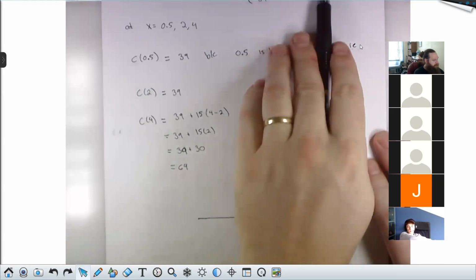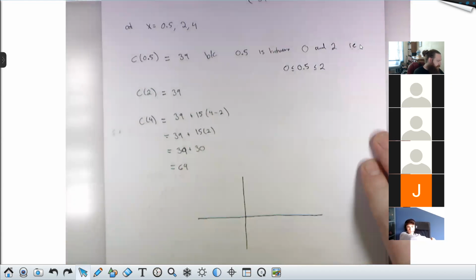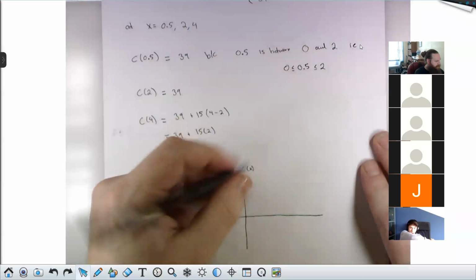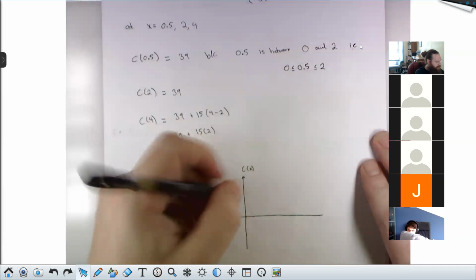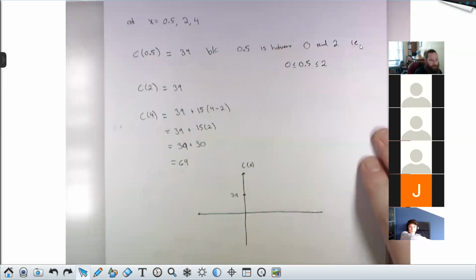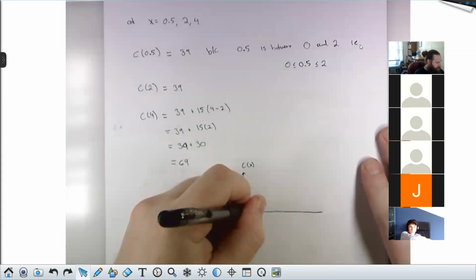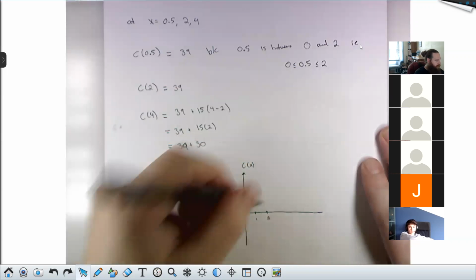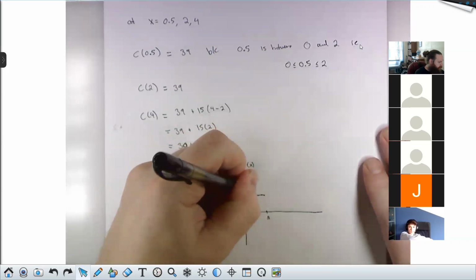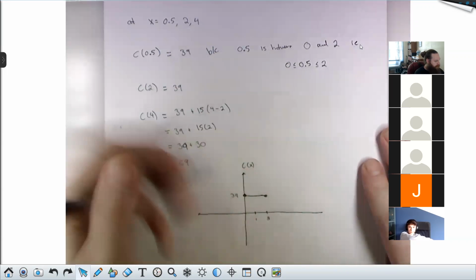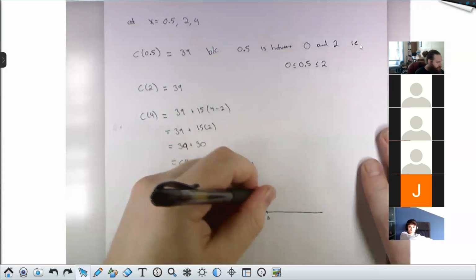If 0 is less than or equal to x is less than or equal to 2, then this function c of x is constant. It's equal to just 39. Now I'm going to mark this as 39 on my vertical axis. And x equals 0, x equals 1, x equals 2. There it is. So the constant function is just a horizontal line, right? Like y equals 5 is a horizontal line. c of x equals 39 is a horizontal line.